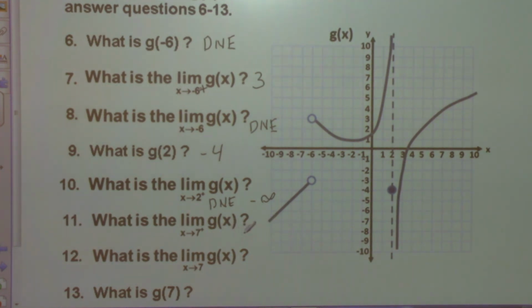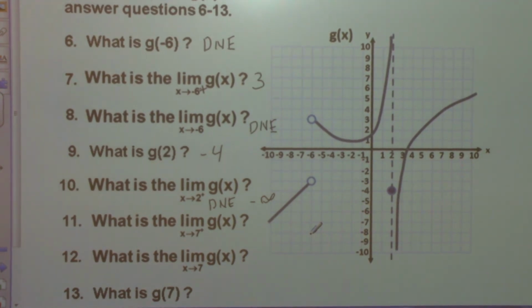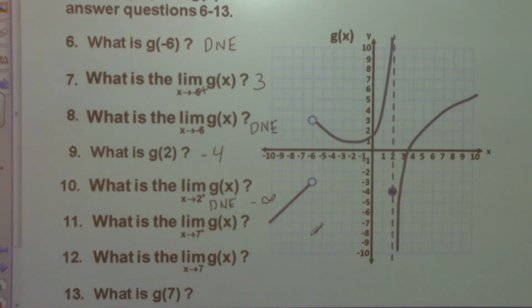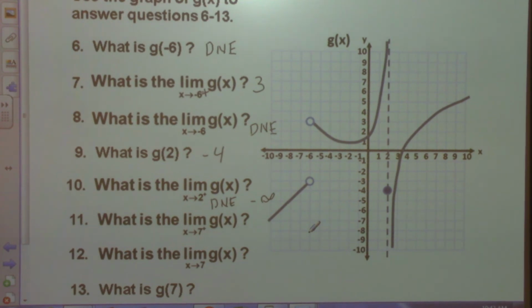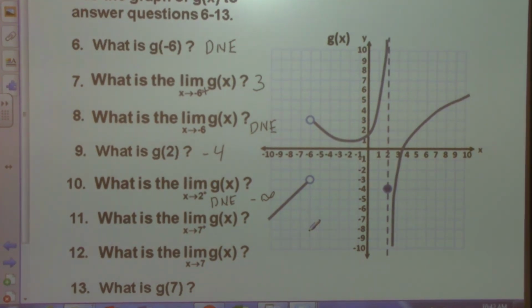Now, on these last three, I had a little bit of trouble from a couple of you because the graphics were a little questionable. I want to make sure I get everything here. It's hard to see. Okay, I think I got it here.